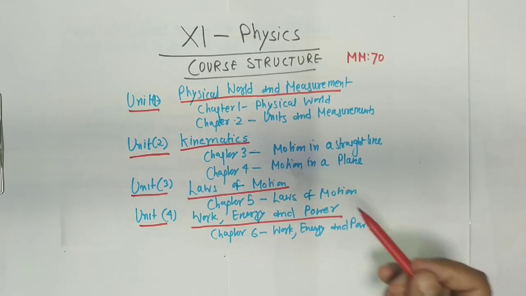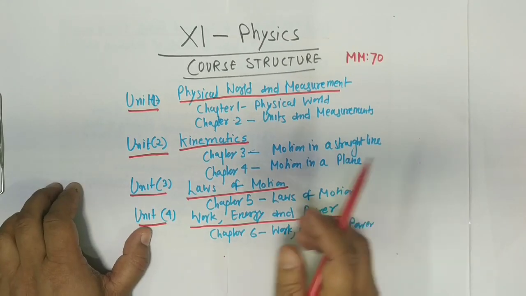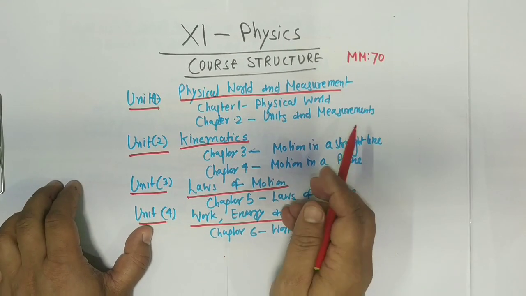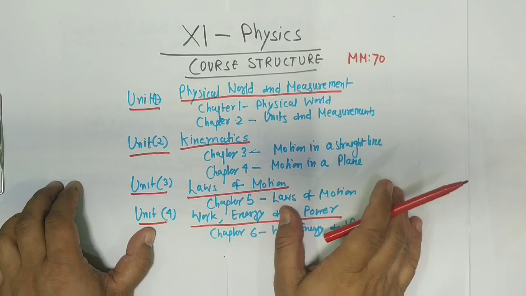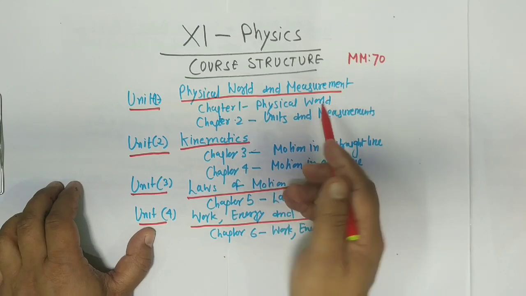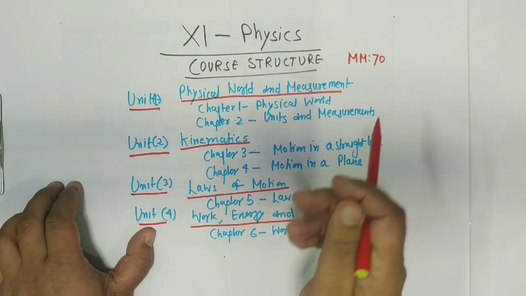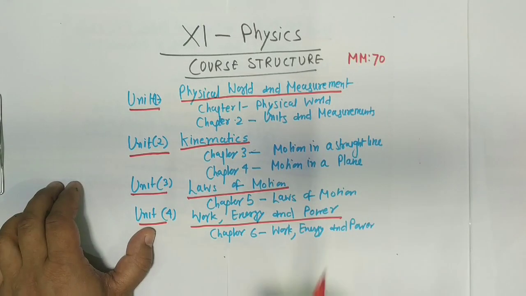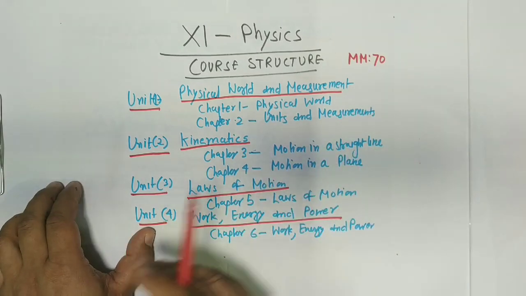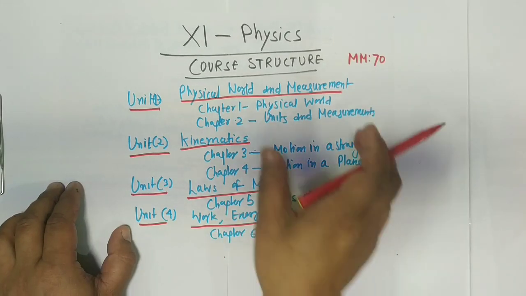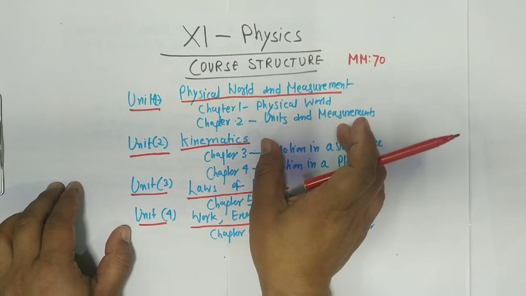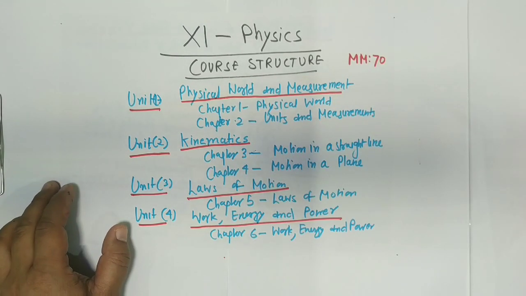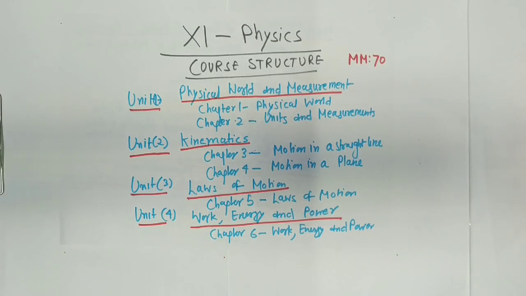In the next video we are going to talk mainly about units and measurement. Physical world is the complete story of physics. It is related to society, how it is related to technology, what the history was, how things were calculated, and how different theories were given. But we are going to start with units and measurement.